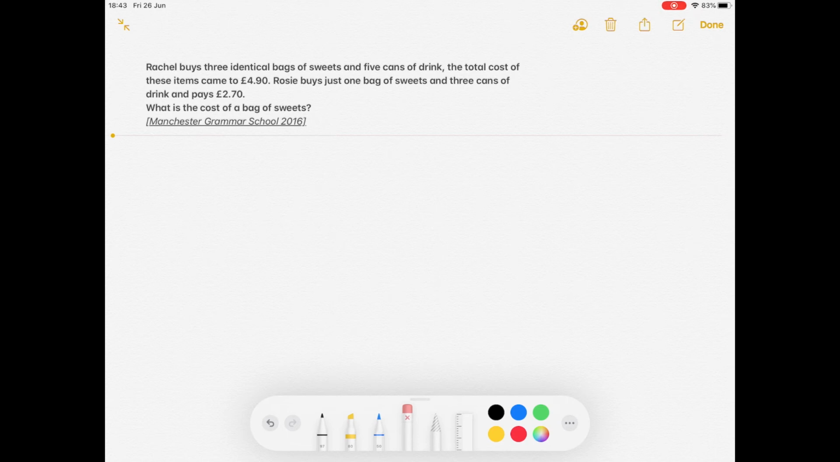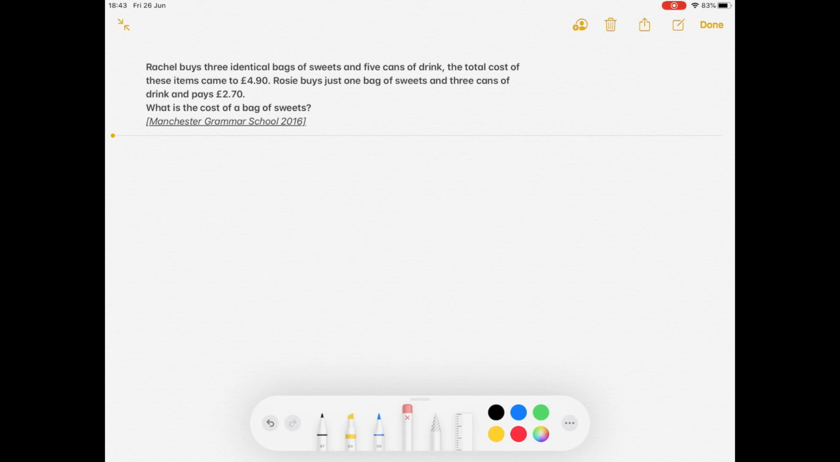It says, Rachel buys 3 identical bags of sweets and 5 cans of drink. The total cost of these items came to £4.90. Rosie buys just 1 bag of sweets and 3 cans of drink and pays £2.70. What is the cost of a bag of sweets?